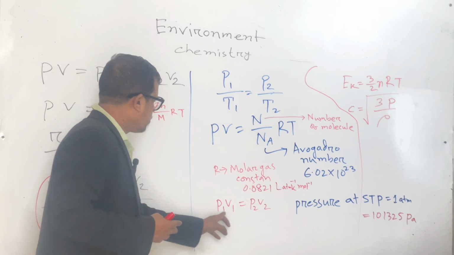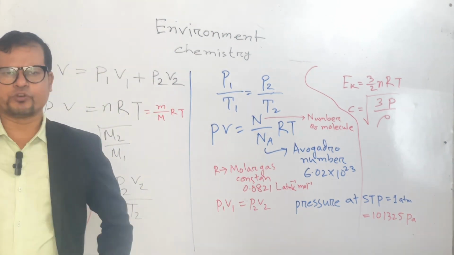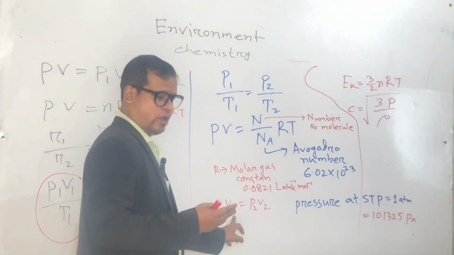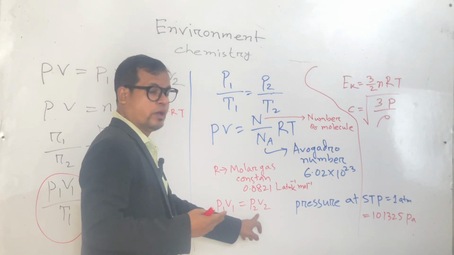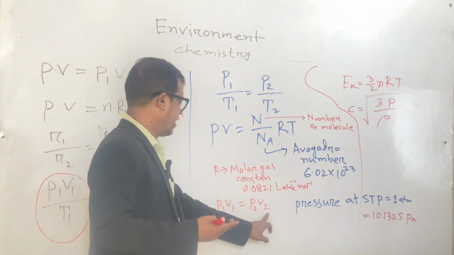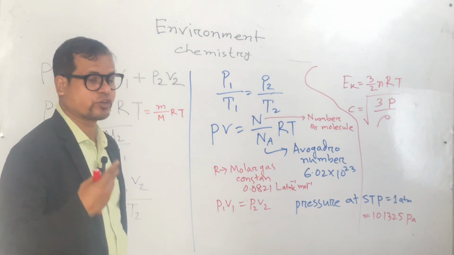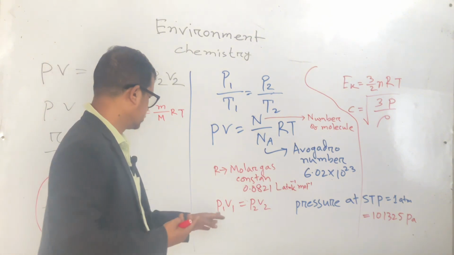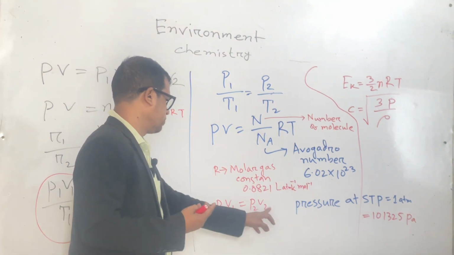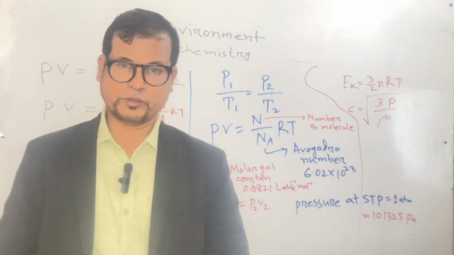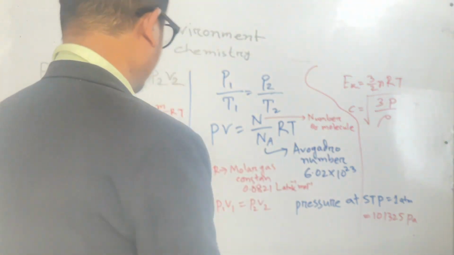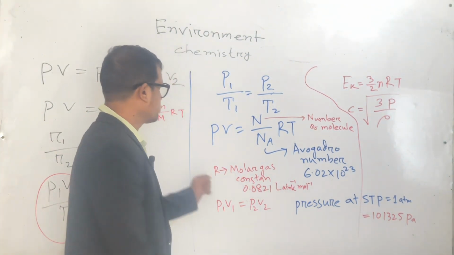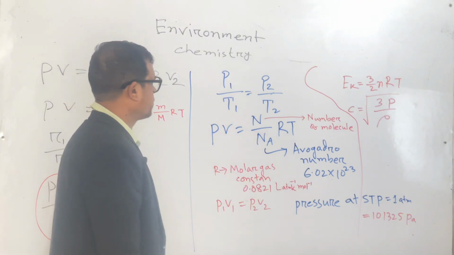Another formula, P1V1 equal to P2V2, which is a very well-known formula to everybody. P1 is the pressure of the first gas, V1 is the volume of the first gas, P2 is the pressure of the second state, V2 is the volume of the second state. You can find any required quantity. Suppose the question gives you P1, V1, V2, then you can find P2. Suppose the question asks you to find V2, and gives P1, V1, P2, you can find it. From this formula, you can find the unknown value.